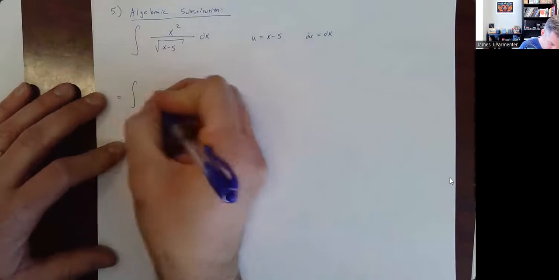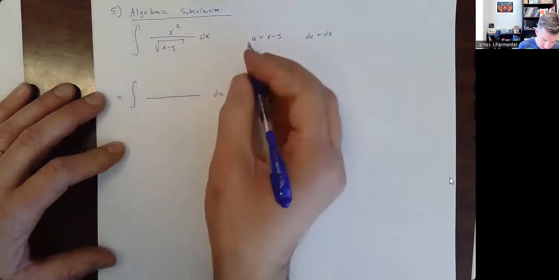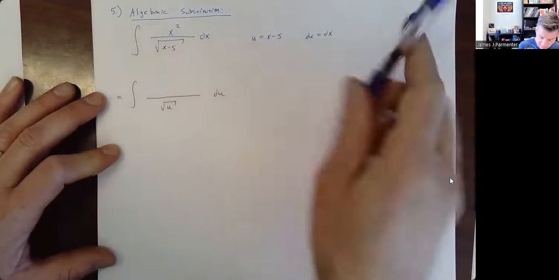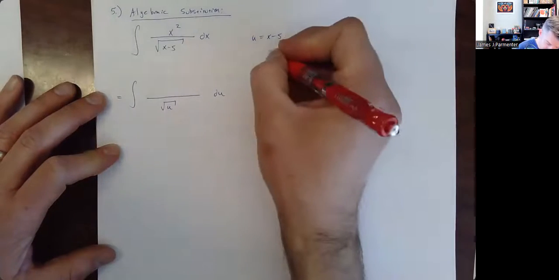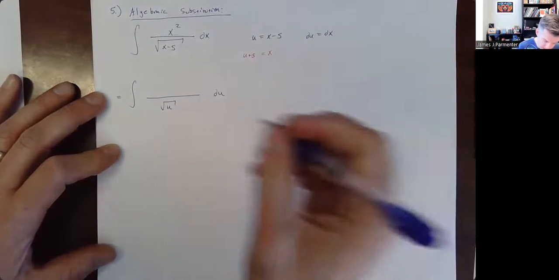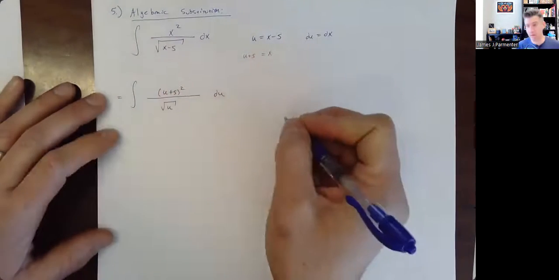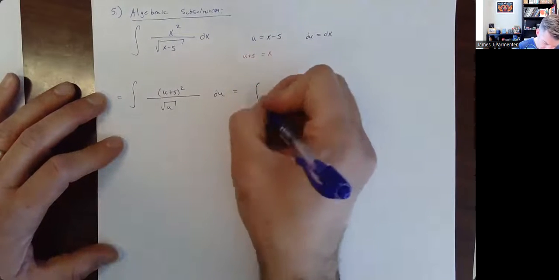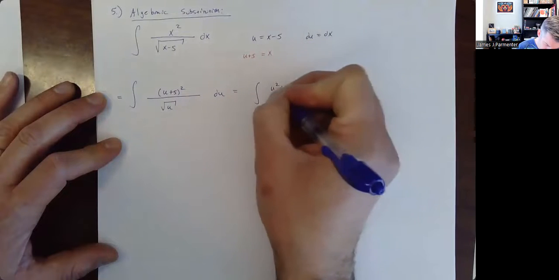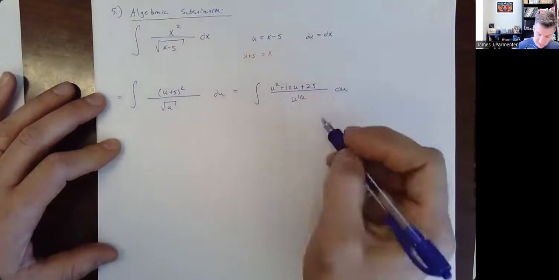So my dx is just du, great. My square root of x minus 5 is the square root of u. And my x squared, well, if I solve for x, x is equal to u plus 5, then my x squared here is u plus 5 squared. And this is going to be pretty straightforward. We're going to multiply at the top. You're going to get u squared plus 10u plus 25, all divided by u to the 1/2. And then divide each thing by u to the 1/2.